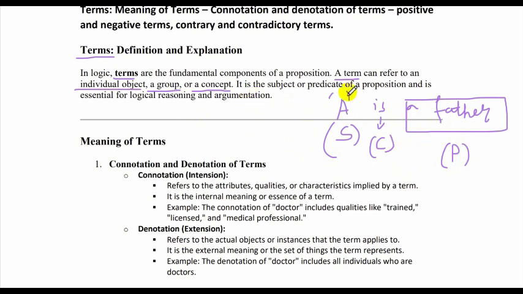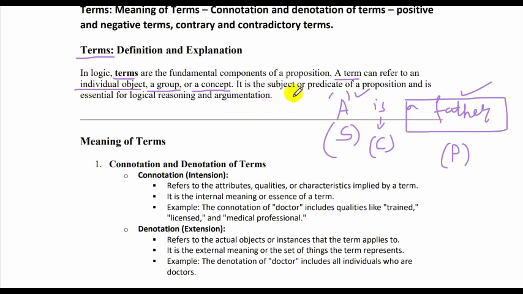So what is a term in this case? A term is an individual object like A, or a group like father is a group of men, or a group of married people having children known as father. It's a class. Or a concept. Concept could be beautiful. Beautiful could be a concept. Or beauty could be a concept.